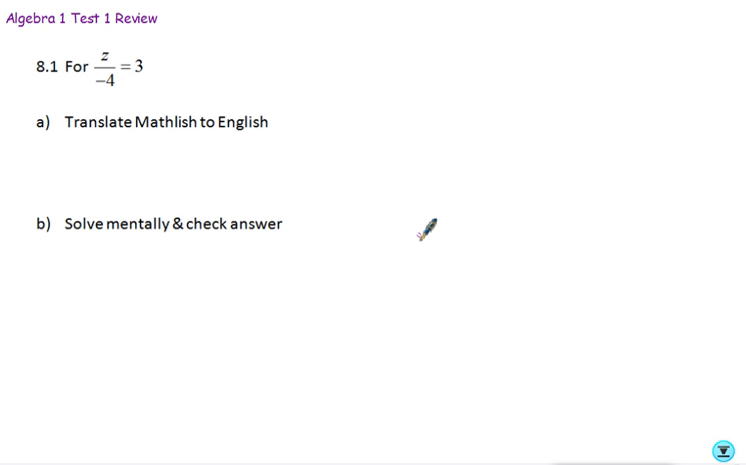Alright, so this is our last problem for translating from Mathlish, where we have an equation and we just want to translate what exactly this is saying. So we have a variable on top there, z. Remember that any variable represents some unknown quantity or some unknown number. So instead of writing IDK or a question mark, what we do in algebra is we formalize it to use a variable or a letter out of the alphabet. We can use any letter. In this case, we just happen to use z.